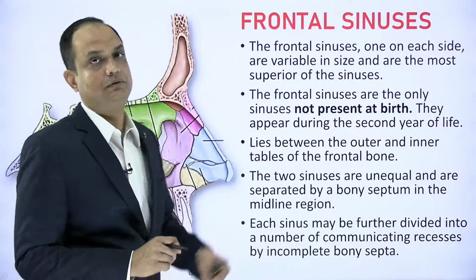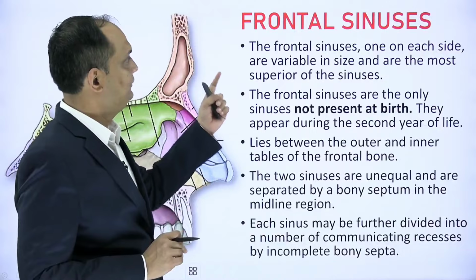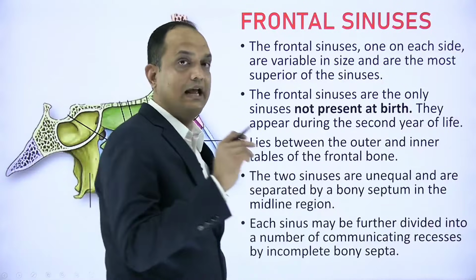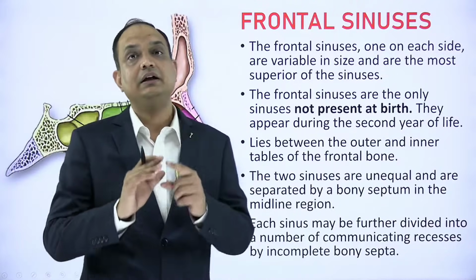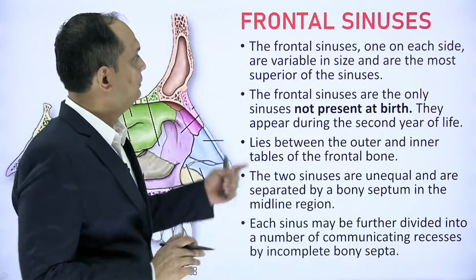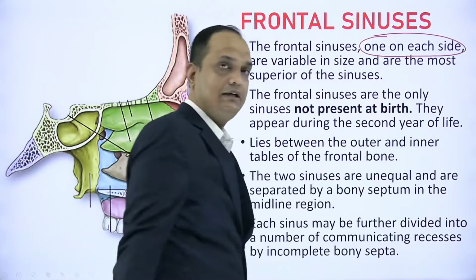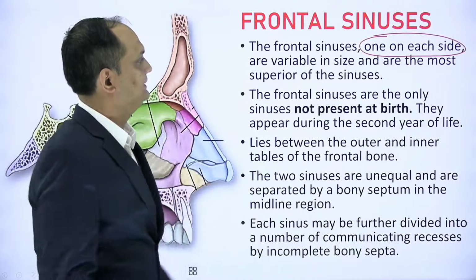Now, what about the frontal sinus? We will now discuss each and every sinus in detail. When you see the frontal sinus, as we have already discussed, they are bilateral, that means they are all present in a pair. These sinuses are one on each side of your skull. Now, they are variable in size.